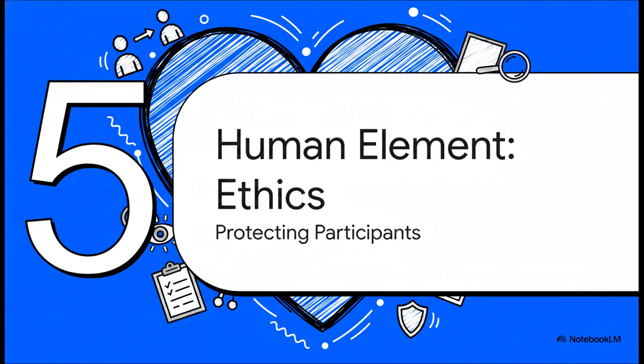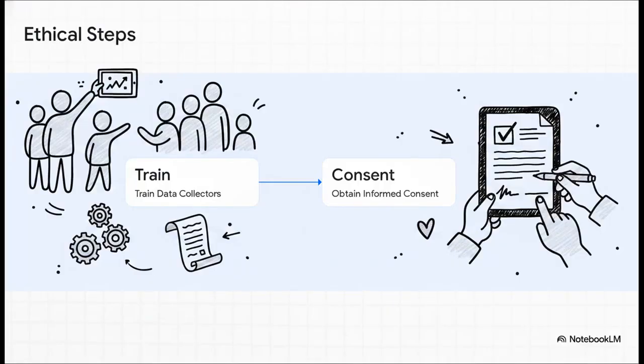This brings us to Section 5, the human element. Ethics, protecting your participants. Taking on the role of a researcher means taking on a massive amount of responsibility. Human subjects require your absolute, unwavering respect. You see, data collection isn't just about spreadsheets. It requires specific ethical knowledge, strong interpersonal skills, and a really deep consideration for the people actually helping you out.